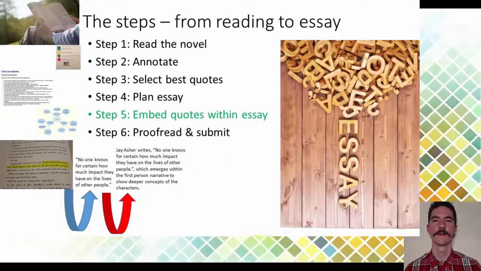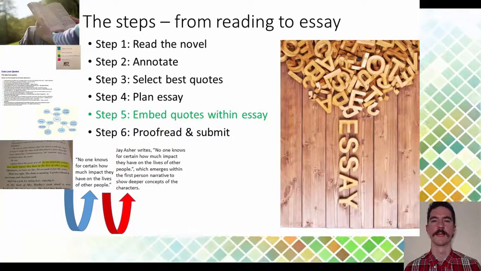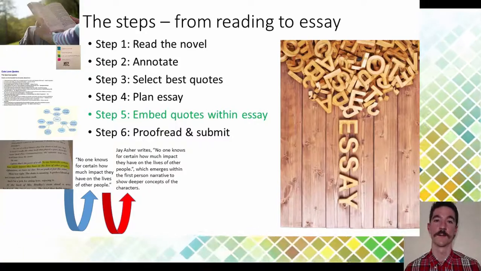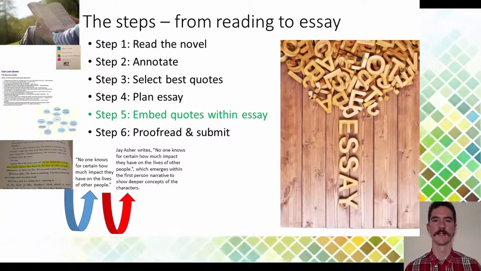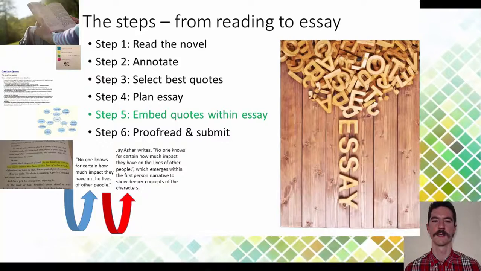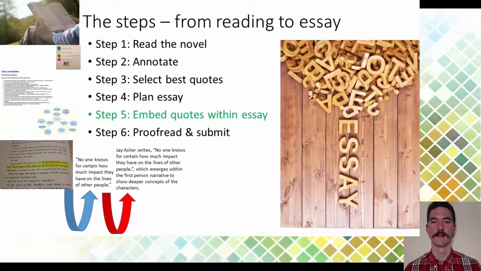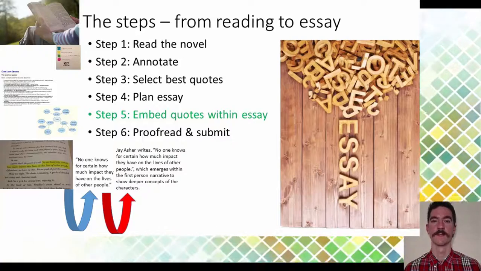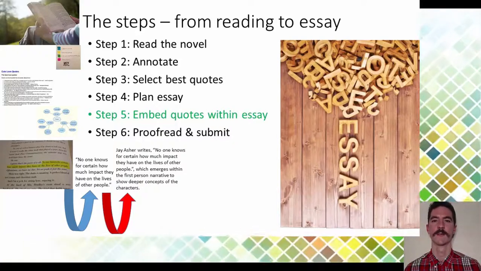Alright, so just as a recap, these are the steps that take you from reading your novel to completing an essay on the novel. Step 1, read the novel, of course. Step 2 is annotate. Step 3, select the best quotes from your annotations. Step 4 is plan the essay, which likely you will have done in class. Step 5 is the focus of this video, which is embedding quotes within your essay. And step 6 is proofreading and submitting.